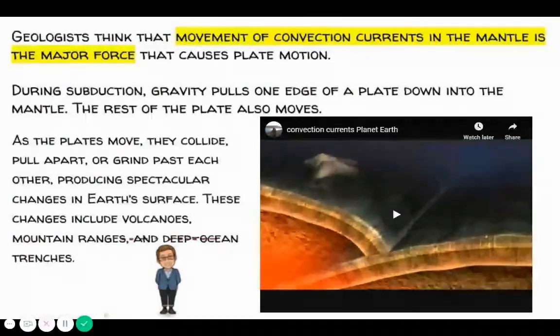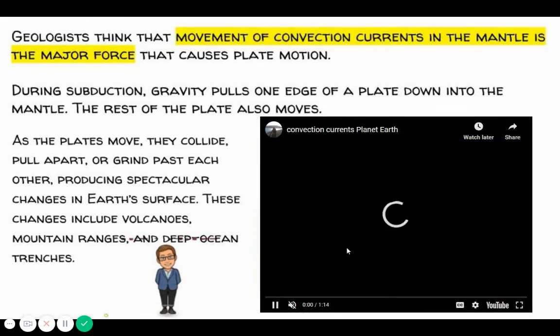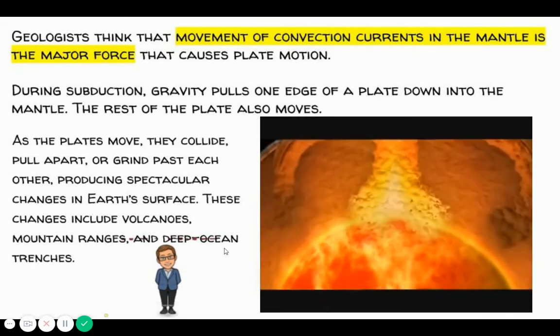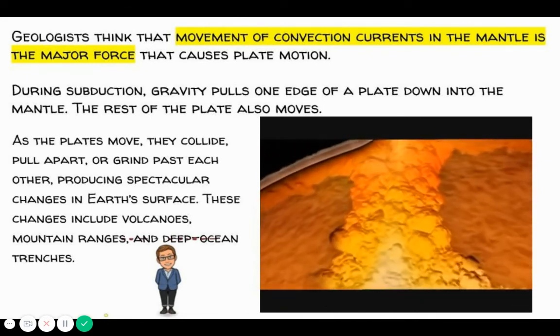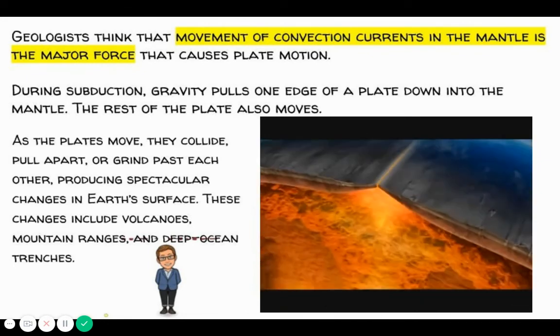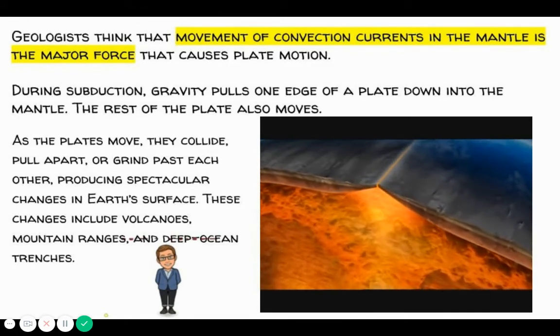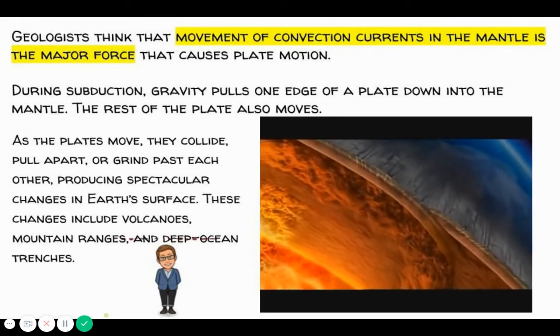Geologists think that movement of convection currents in the mantle is the major force that causes the plate motion. But Mr. Jensen, we've never actually seen convection happen in the mantle. We've only seen some of the evidences from volcanoes. We've only seen some of the evidences from seafloor spreading, but we've never actually seen this. You're right. We've created this movie. This is not a real movie of what it looks like. This is one that we've created on a computer, but we're thinking because of what we can observe on the outside of the Earth, this is probably what's going on on the inside of the Earth. This is what we're thinking.